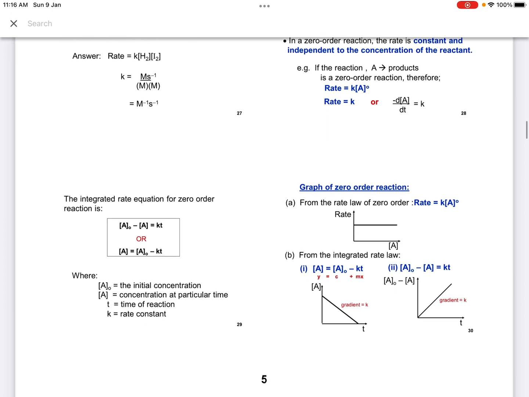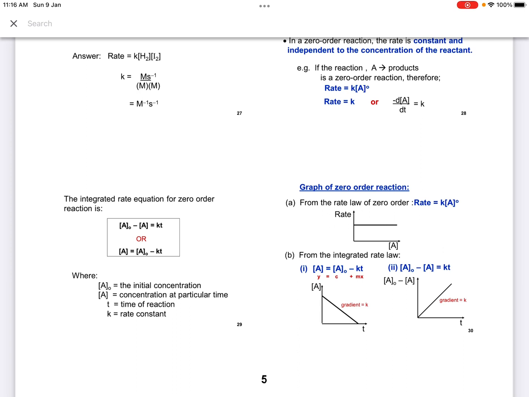The integrated rate equation for zero order therefore is [A]0 minus [A] equals to kt, or [A] equals to [A]0 minus kt. [A]0 is the initial concentration. [A] is concentration at particular time. t is the time of reaction. k is the rate constant. Graphically, the zero order reaction looks like this.